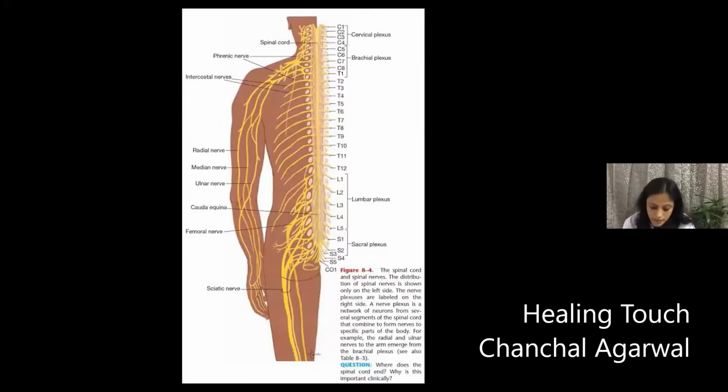So here you can see some nerves are coming out from the spine. These are actually the spinal nerves which are coming out from the spine. So this is the spine and the nerves which are coming out. So these are the spinal nerves. Similarly, there are cranial nerves. Cranial nerves are the nerves which are coming out from the brain.